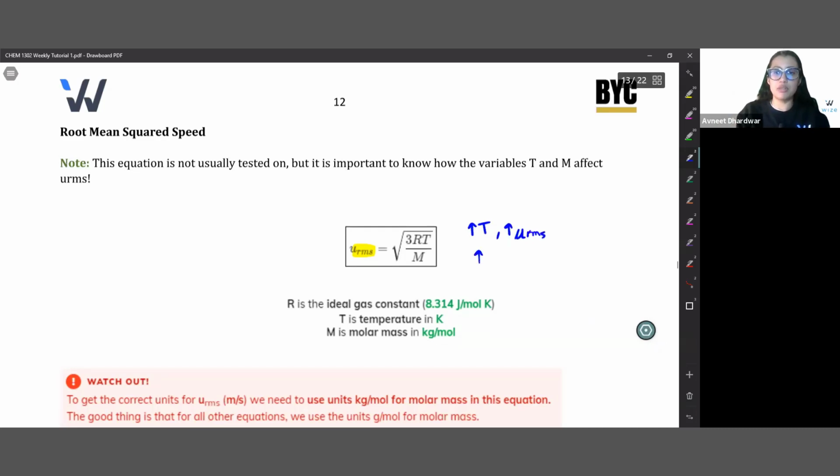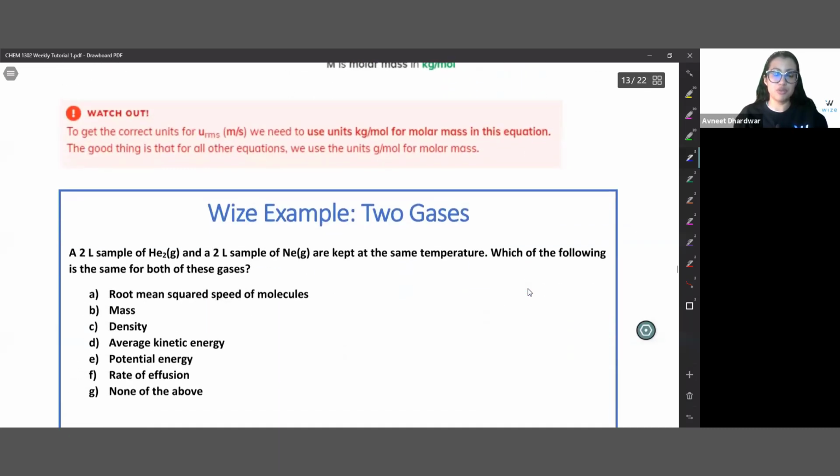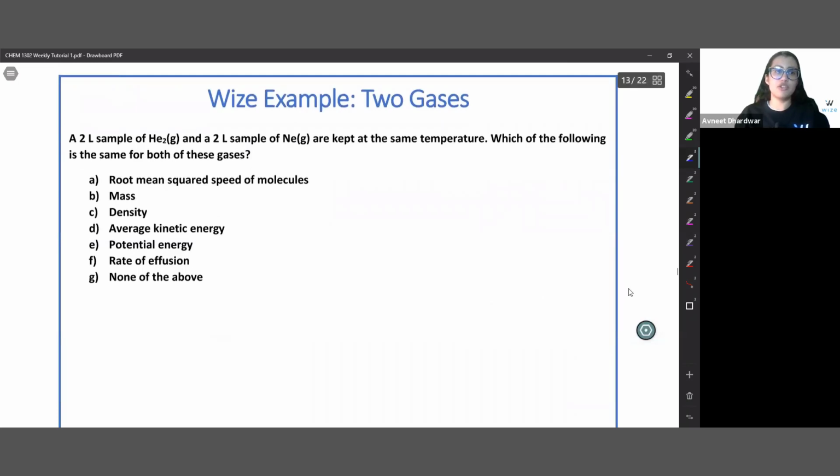And if you increase the molar mass, meaning you now have a heavier particle, then you're going to get a smaller root mean square speed. Okay? So just understand those relationships. Now I want us to try this question, and we'll vote on it. This one is similar to one I saw in a past exam.